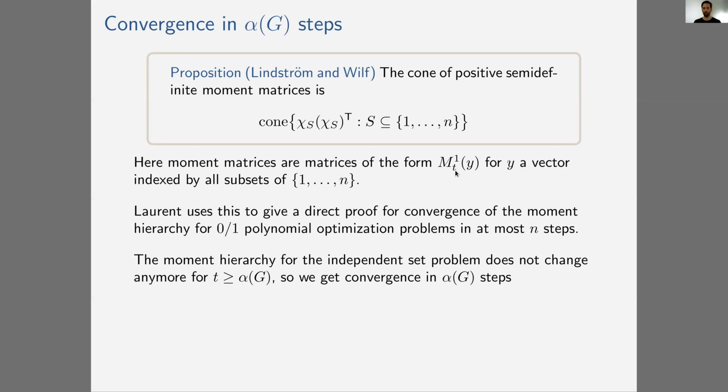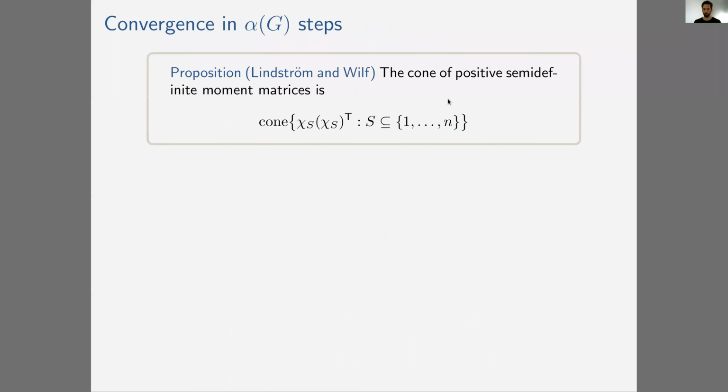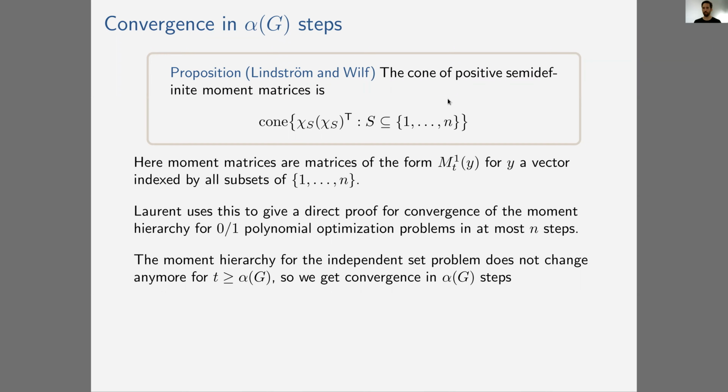And now if you look at the moment hierarchy for the independent set problem, we see that it doesn't actually change anymore as t gets bigger than the independence number, right? As soon as t reaches the independence number, since y_S is 0 for all S dependent, this vector is just going to be 0 for a subset with a higher cardinality. So because we get convergence in n steps, but whenever t is greater than alpha(G) it doesn't change anymore, we must have convergence in alpha(G) steps, right?